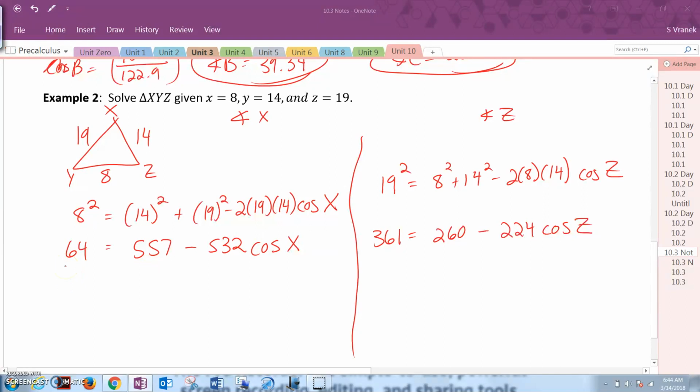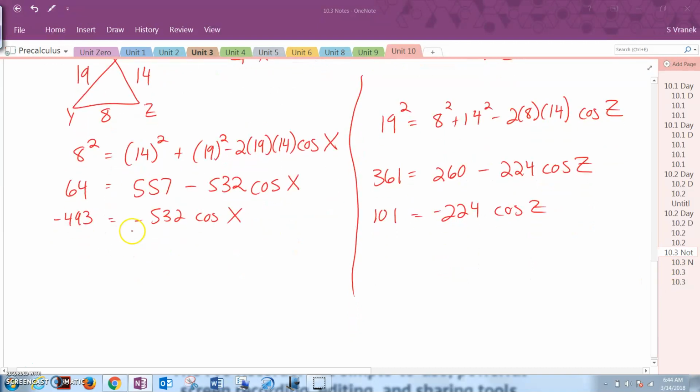Alright, now we move over. So 64 minus 557. You get a negative 493 on this side. 361 minus 260 is 101. I should have just known that. This is negative 532 cosine of x. This is equal to negative 224 cosine of z.